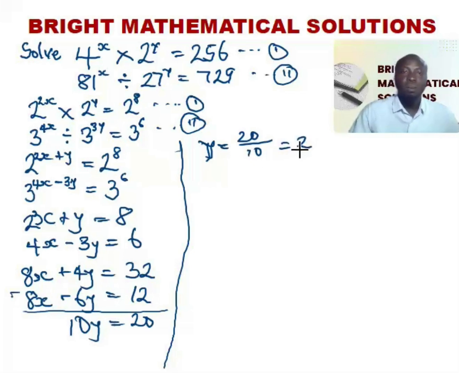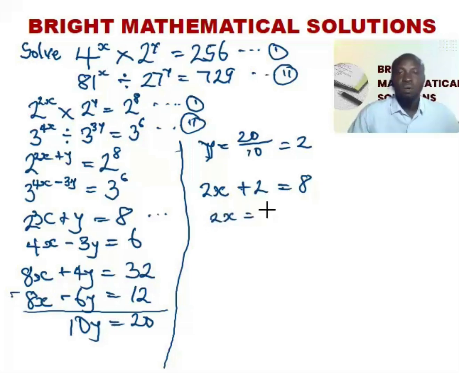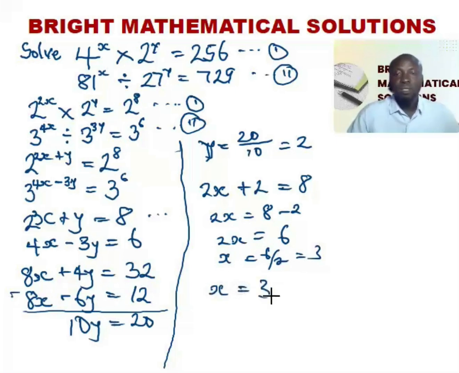So we can then go back and substitute for y in any of these equations. So let us substitute for y in equation 1. Therefore we have 2x plus 2 equals 8, and 2x equals 8 minus 2. 2x equals 6, and x equals 6 divided by 2, which is 3. So in final analysis, our x equals 3 and our y equals 2.